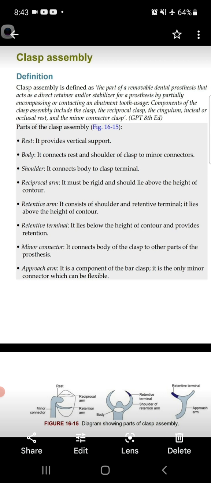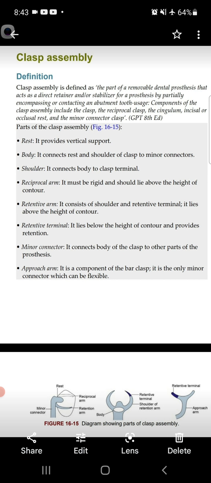Components of the clasp assembly include the clasp, the reciprocal clasp, cingulum, incisal or occlusal rest, and the minor connector. Meaning there are four components of clasp assembly. Number one is the clasp. Second is the reciprocal clasp. Clasp is given on the buccal side and reciprocal clasp is given on the lingual side, opposite to the clasp. And third is the rest and fourth is the minor connector.